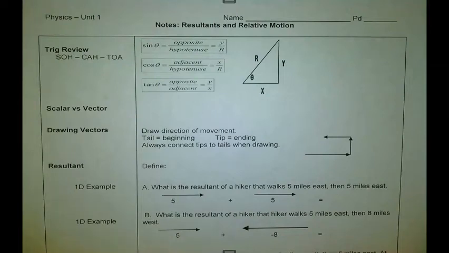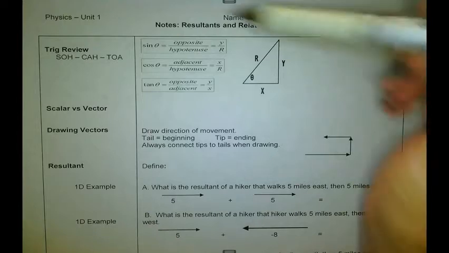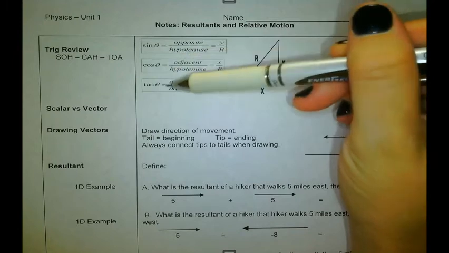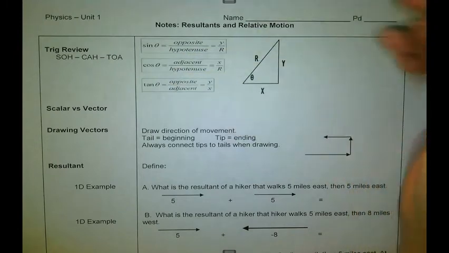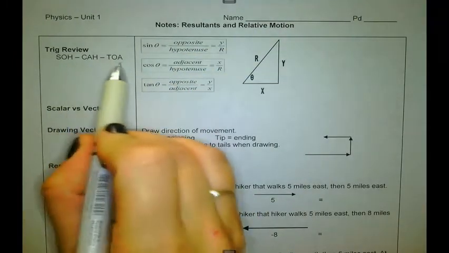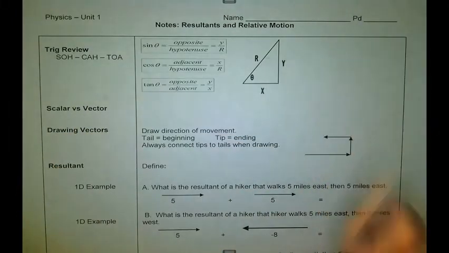All right, today we're going to talk about resultants and relative motion. You should have already been to the trig review. If you haven't, here it is very, very quickly. You have sine, cosine, and tangent, also known as SOHCAHTOA, dealing with the triangle here.